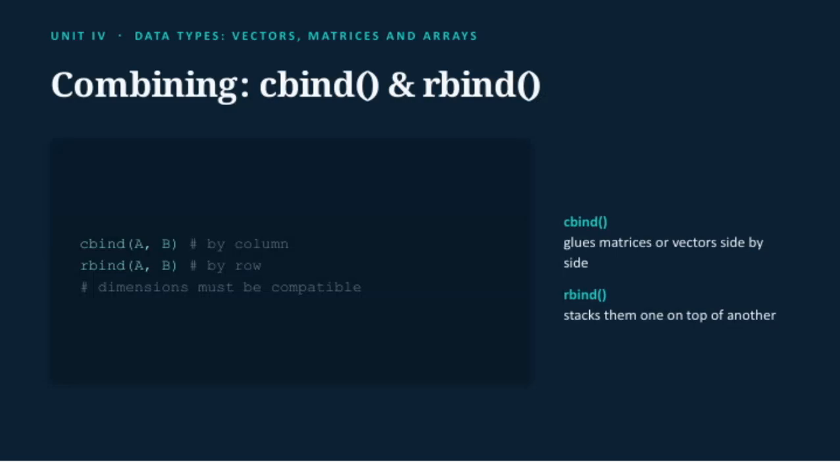When we want to combine data in R, two functions come in handy: cbind and rbind. Cbind sticks matrices or vectors side by side, column-wise. Rbind stacks them one on top of another, row-wise. So, cbind(A, B) joins A and B by columns, while rbind(A, B) joins them by rows. Just remember, the dimensions have to match up properly for these to work. This is a key technique when working with vectors and matrices.